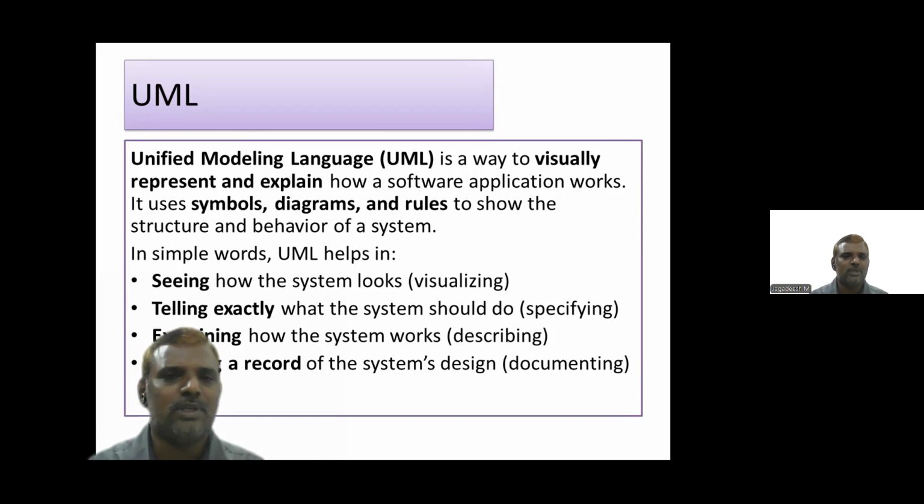In simple terms, if you want a very clear idea about UML, it can be stated as seeing how the system looks. Visualize means you can check how the system will be available, right? And telling exactly what the system will do. So you will have the specifications of the system, like how you will have the label for a diagram. It will specify what all the components available in your system are, and it will explain how the system works, right?